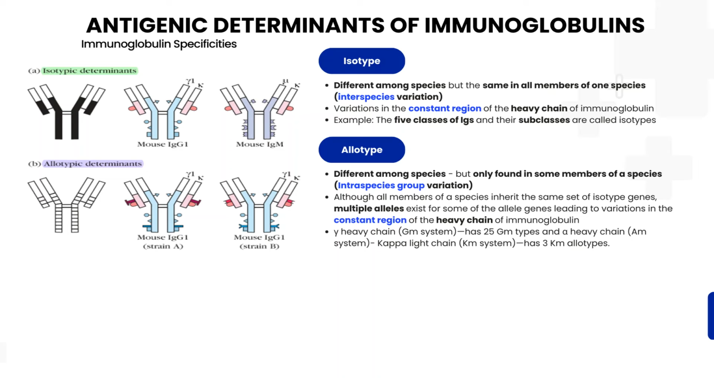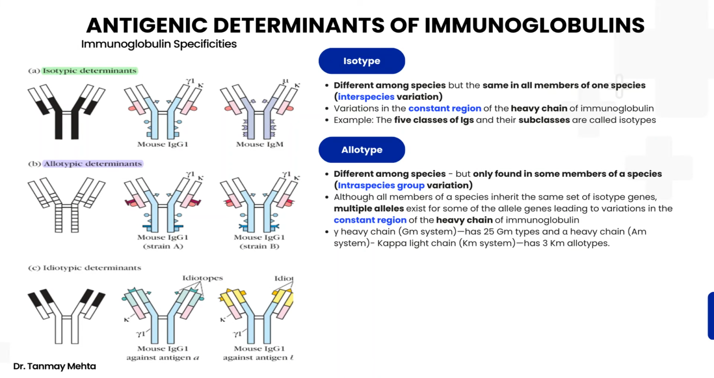Here gamma heavy chain has 25 GM types, alpha heavy chain has similarly various types, the AM system is there, the kappa light chain system is there, and it has 3 KM allotypes. So the individual allotypic determinants displayed by an antibody determine its allotype. So that is about allotypic determinants.